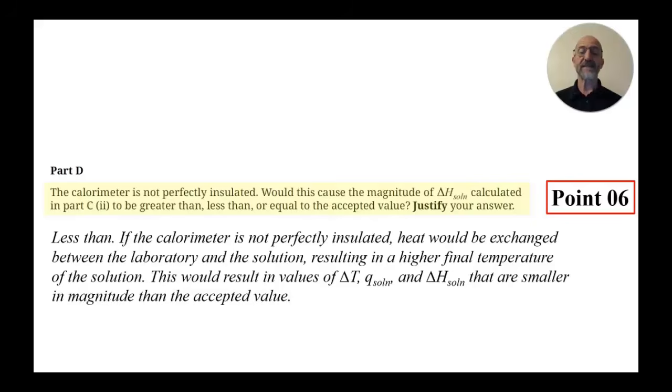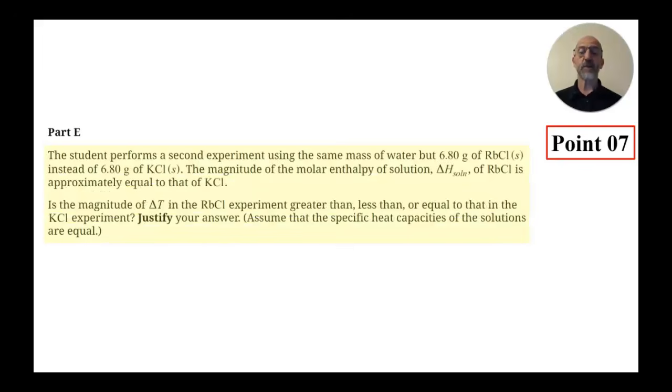Let's move on to point 7 of this question. It says, the student performs a second experiment using the same mass of water, but 6.80 grams of rubidium chloride instead of 6.80 grams of potassium chloride. The magnitude of the molar enthalpy of solution, delta H, of rubidium chloride is approximately equal to that of potassium chloride. So the question asks, is the magnitude of delta T in the rubidium chloride experiment greater than, less than, or equal to that in the potassium chloride experiment? Justify your answer. Assume that the specific heat capacities of the solutions are equal.